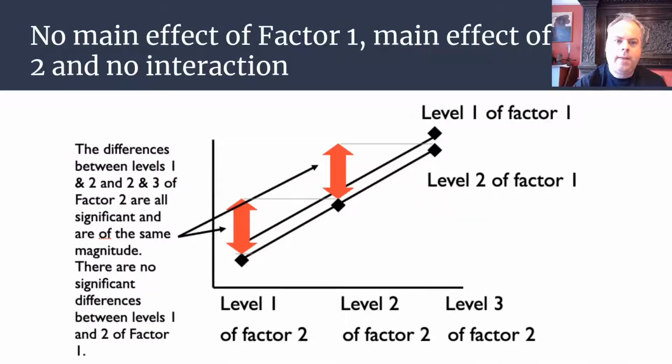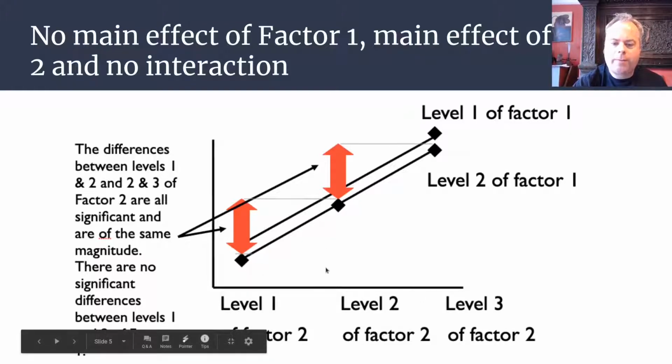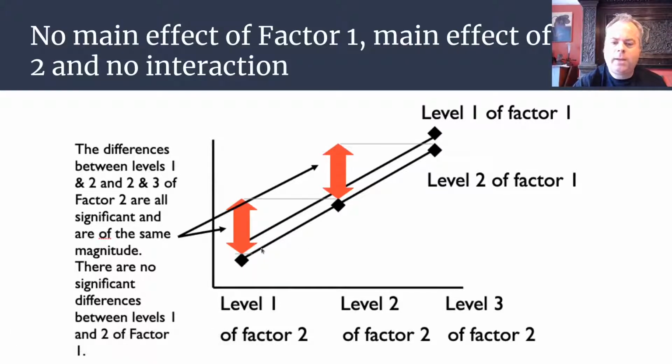Additionally, we might find a case where we've got no main effect of factor 1, so these differences here aren't significant. But we have a main effect of factor 2, so that as we go up the different levels of factor 2, our response variable goes up. But importantly, the difference between our levels of factor 1 and the difference between our levels of factor 2 are independent of each other. In other words, there's no interaction.